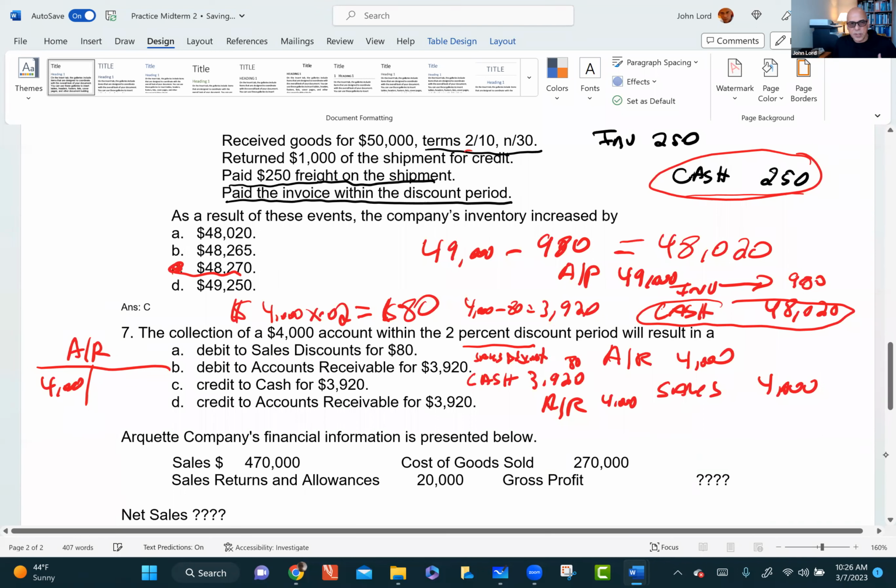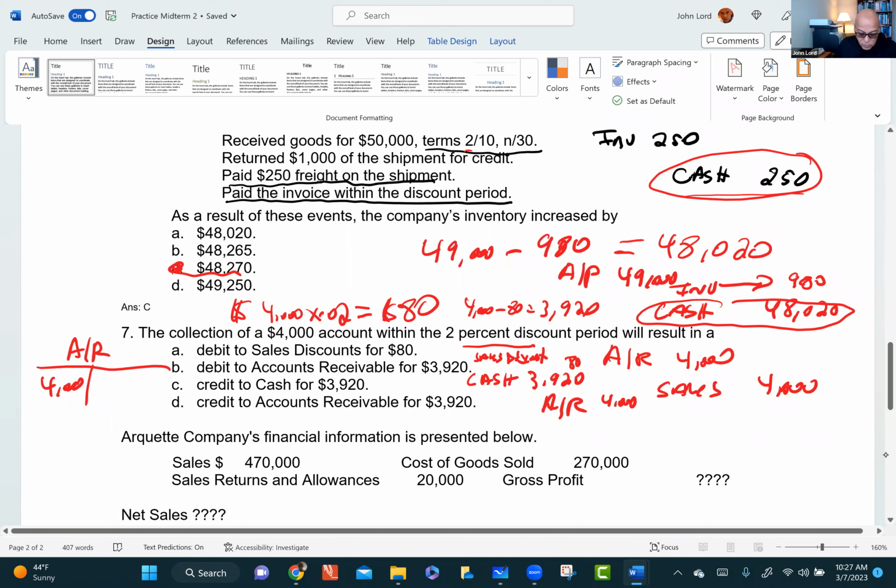Sales discounts is an account that the seller has. Discounts that are taken by the purchaser go against inventory. The seller is the one that has the discounts. Remember, we have to keep track of discounts so we can say sales minus discounts gives us net sales. So we have to keep track of our discount account. And so our discount is $80.